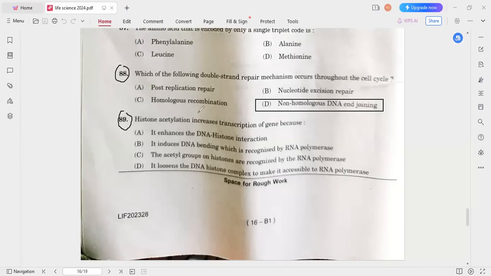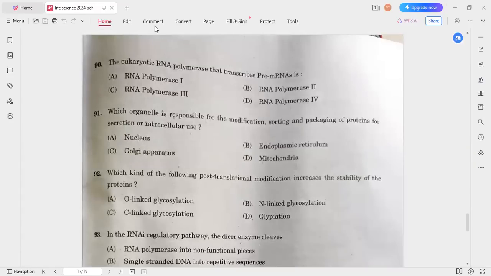So the next one is question 89: histone acetylation increases transcription of genes because it loosens the DNA histone complex to make it accessible to RNA polymerase, allowing for easier gene expression. It has to loosen the DNA histone complex, which gives access to the RNA polymerase enzyme for the transcription process. Okay, so option D is the correct answer for question number 89. Now move on to the next question, that is question number 90.